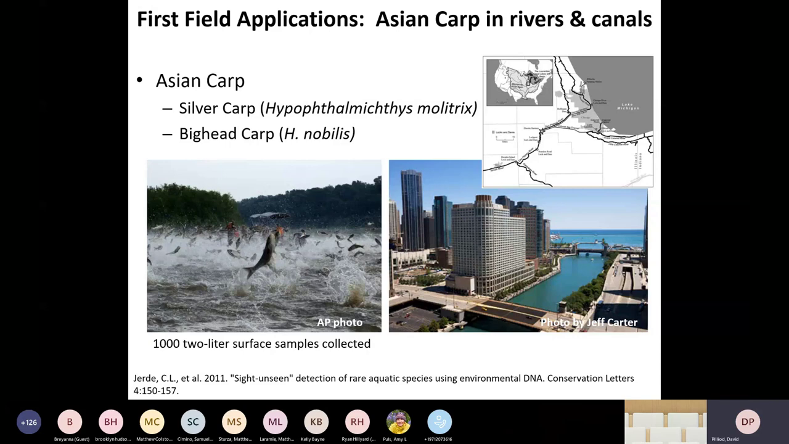And it worked amazingly well. In fact, it worked so well. This is Chris Jerde's work from Notre Dame and others. And it worked so well that it ended up with lawsuits and all sorts of controversy, and that somewhat goes on today. So it changed the way we view eDNA, but it also drew a lot of scrutiny into what does a positive mean. Is it really a fish, or is it the DNA of a fish, and what does that mean? So that's something to think about.